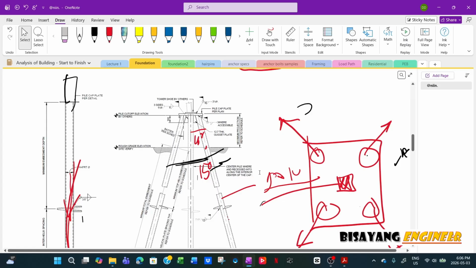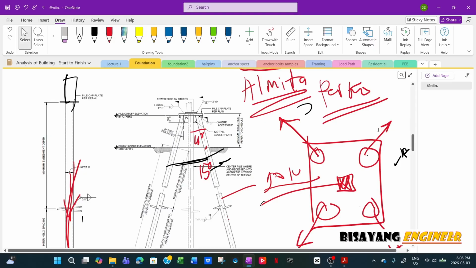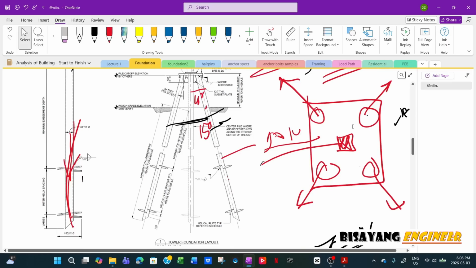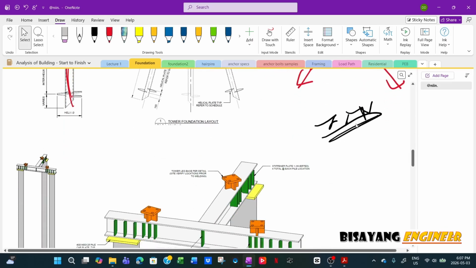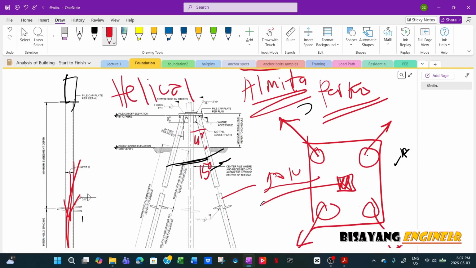If you're interested in this one, get the book by Perko, or one of the biggest pile contractors here is Almita. So you can also download information from Almita. They have lots of research, like PhD students sponsored by Almita. So you can read a lot of information on that on the internet today. Now the next type of foundation, so this one is called helical or screw pile.